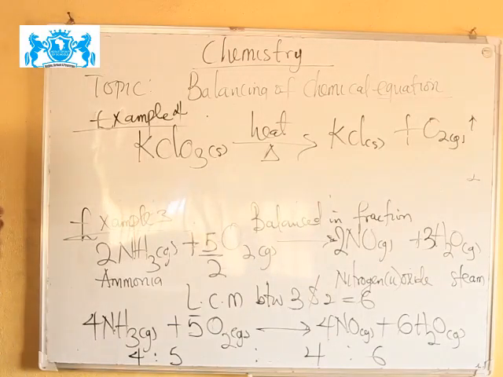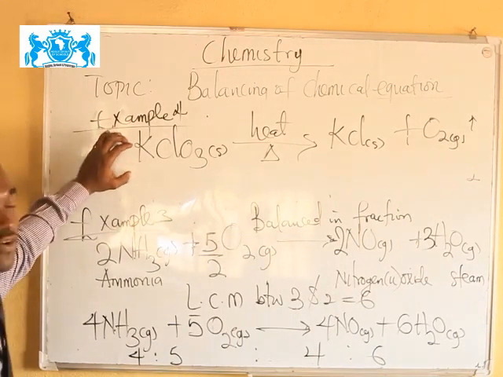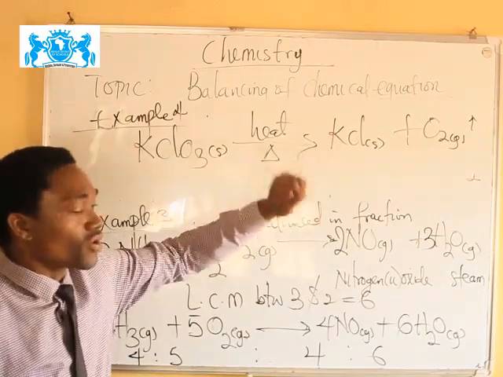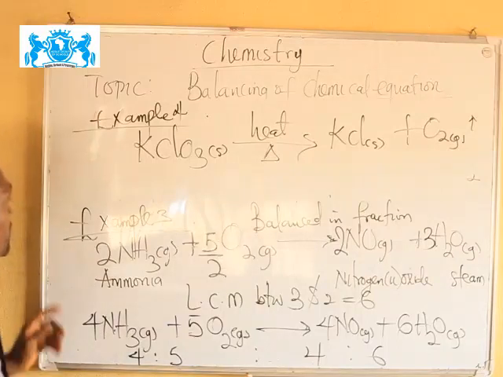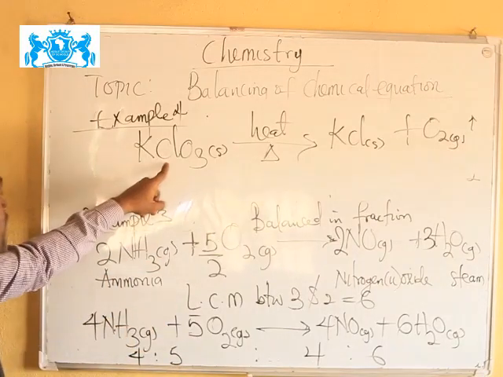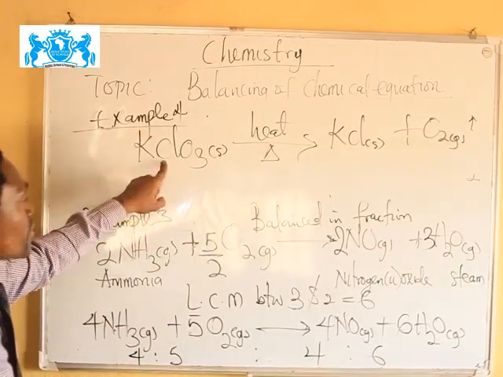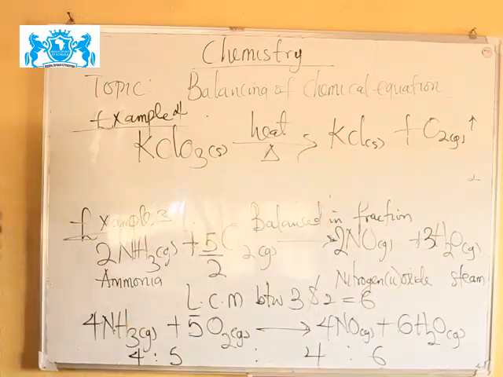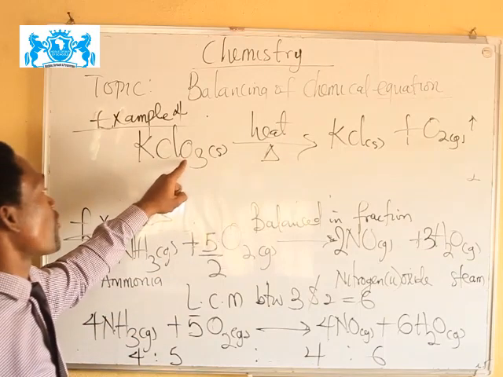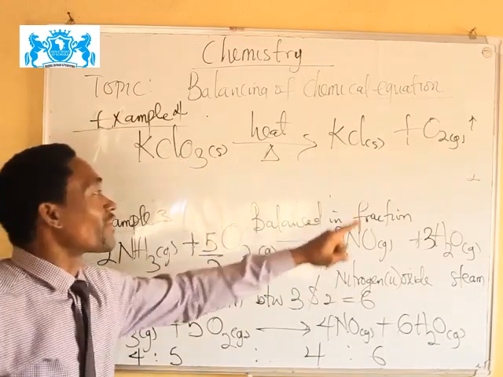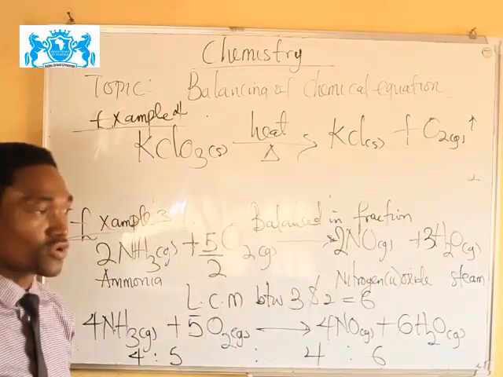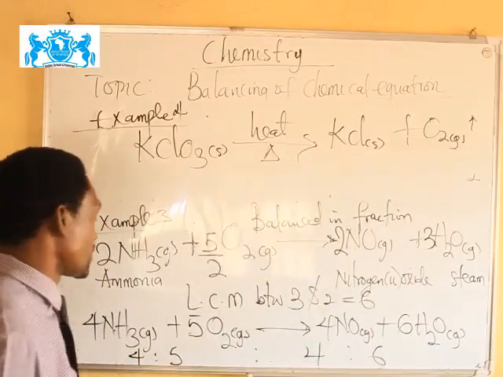Now you check how many potassium atoms we have on this side. We have 1 potassium atom, we also have 1 on this side. Okay, then potassium seems to be okay. Chlorine atom, we have 1 chlorine atom, we have 1 chlorine atom on the product side. Chlorine seems to be balanced. Then on this side we have 3 oxygen atoms, and on this side we have 2 oxygen atoms. So oxygen seems to be the controversial atom, then it's not balanced.